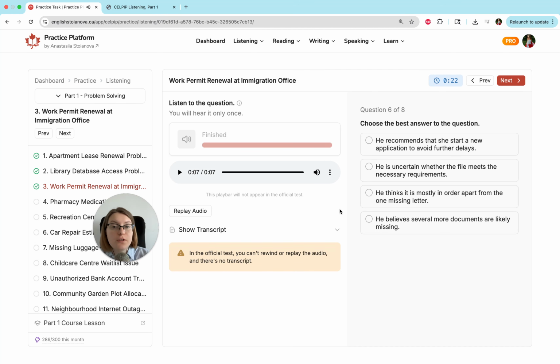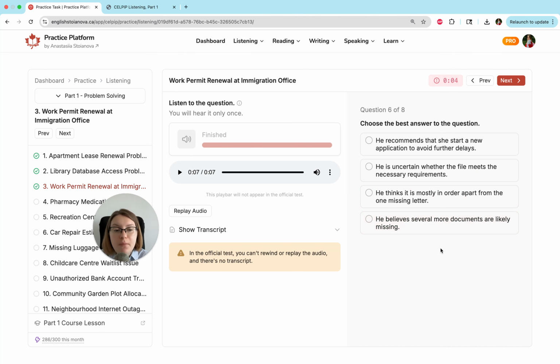The overall state, yeah, so what's going on? Is it good, not good, yeah? He recommends that she start a new application to avoid further delays. He's uncertain whether the file meets the necessary requirements. He thinks it's mostly in order, apart from the one missing letter. He believes several more documents are likely missing.